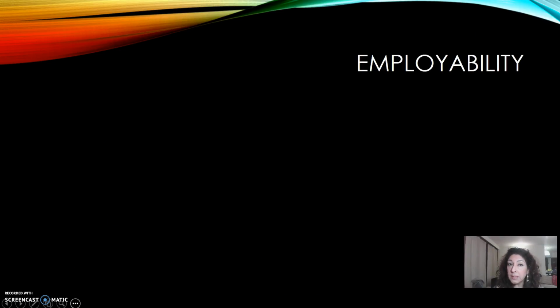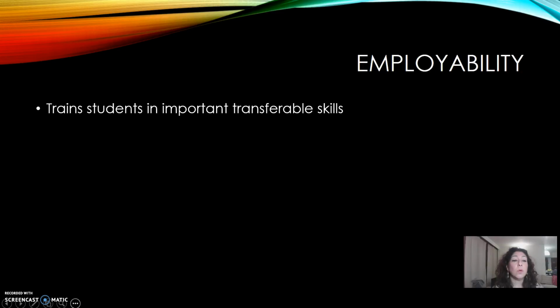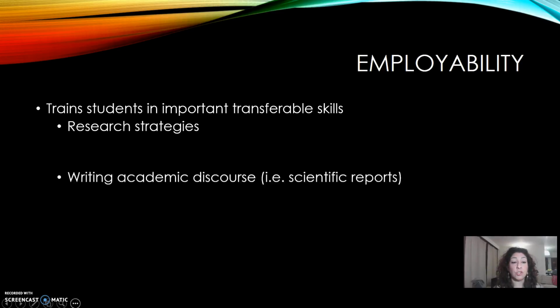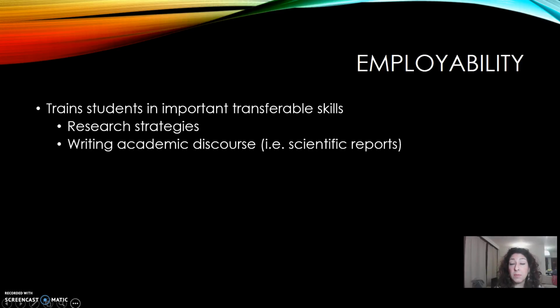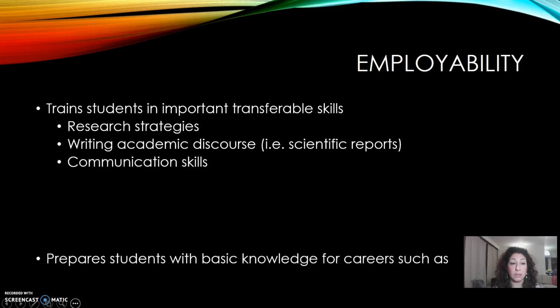Regarding employability, this module will train students in important transferable skills such as research strategies, writing academic discourse, you will write scientific reports, communication skills.